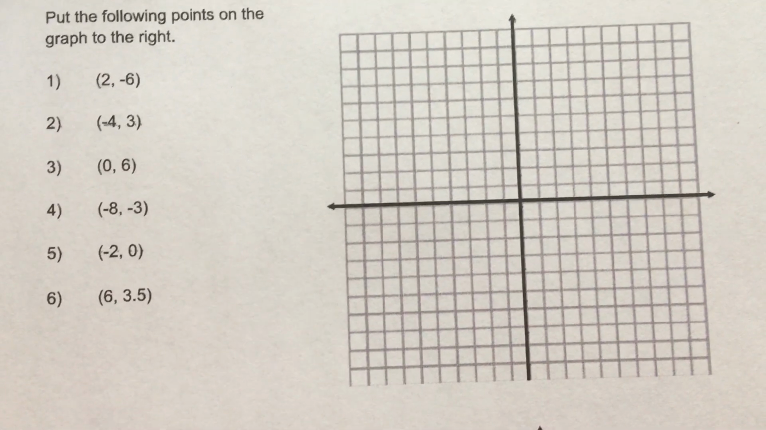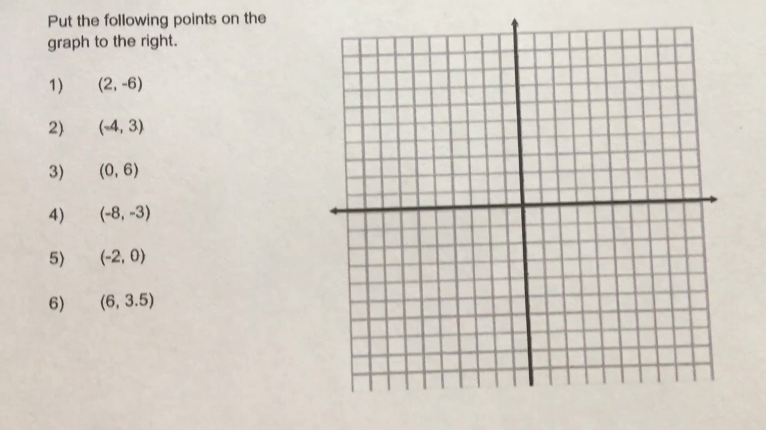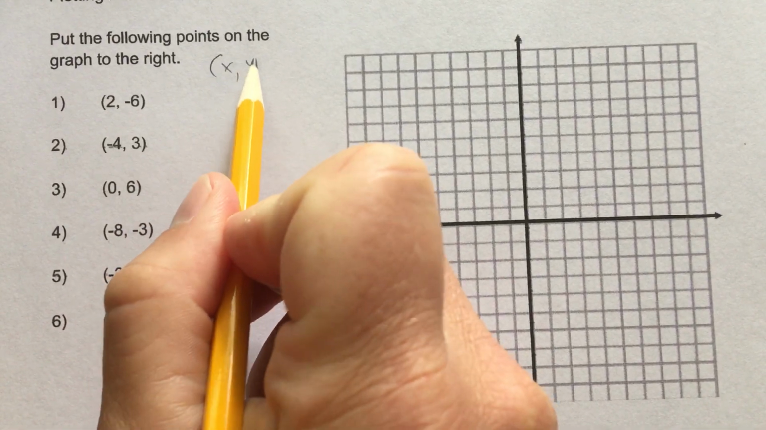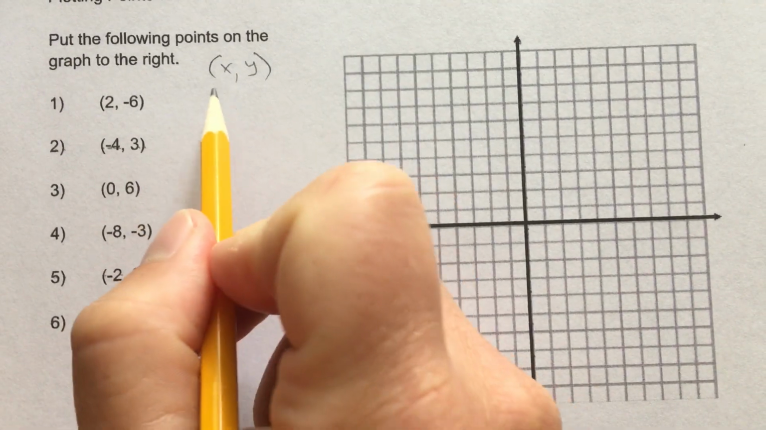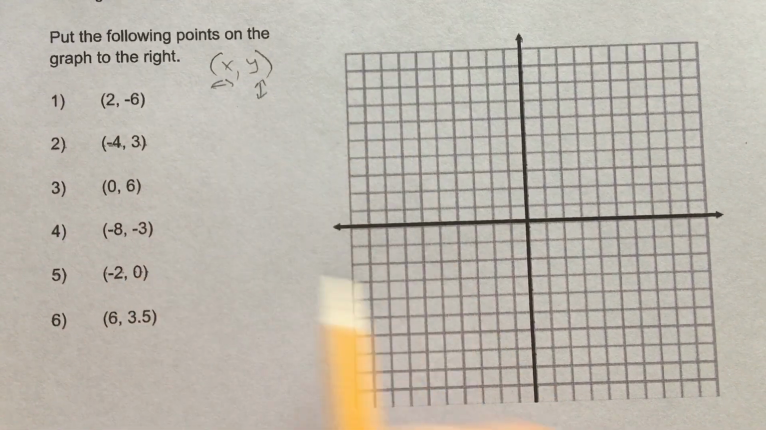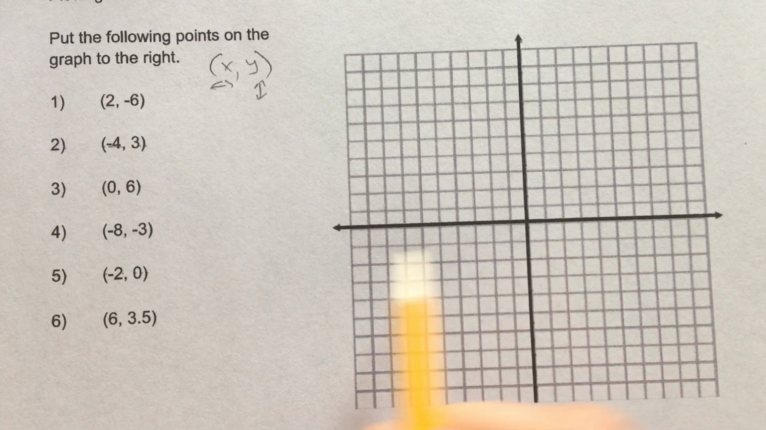All right, we're going to go through the plotting points worksheet here. And when we plot points, we always just want to remember that we go in the X direction first and then the Y. So we go left to right and then we go up and down. All right, start at your origin, 0, 0, and then you can move.